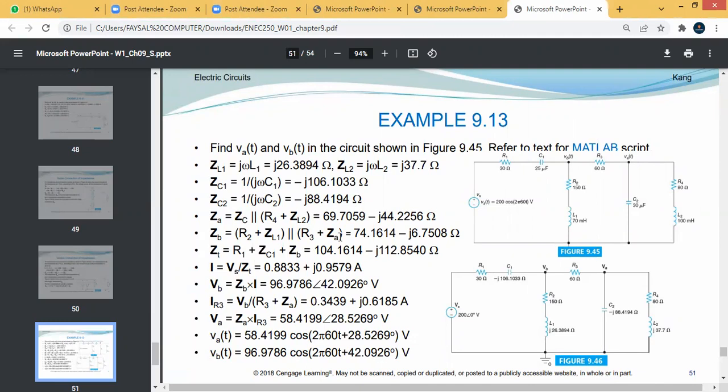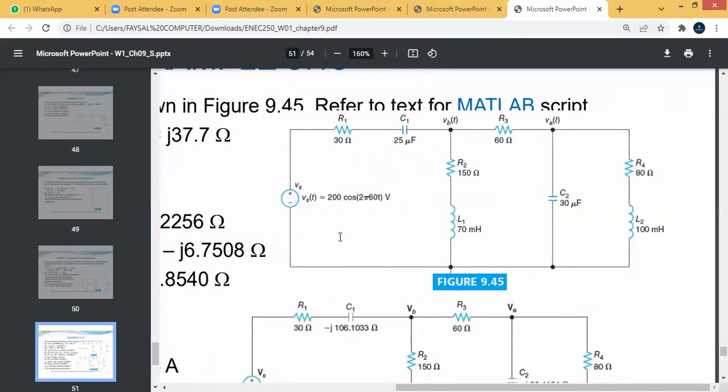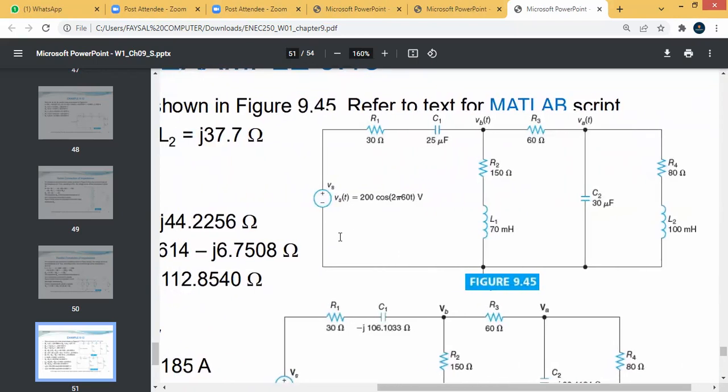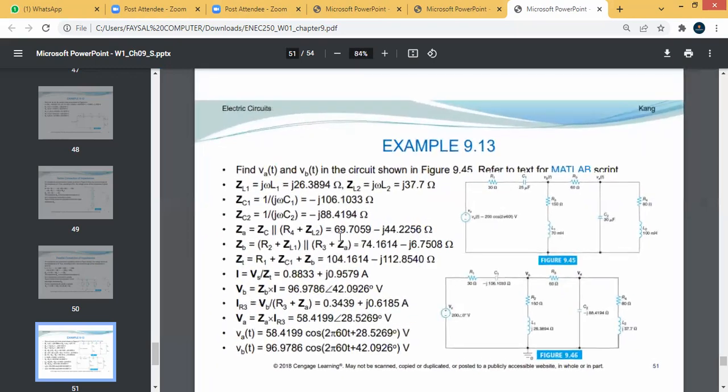Now problem 9.13. This is already transformed, I think. No, it is not transformed, we have to transform it. This is the important question, but it's easy.